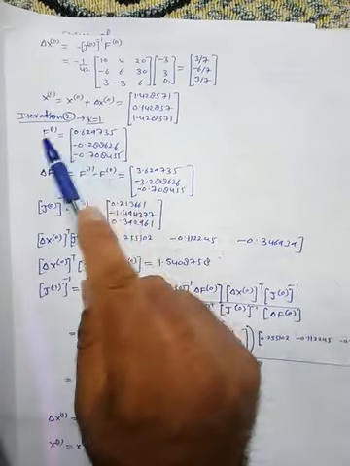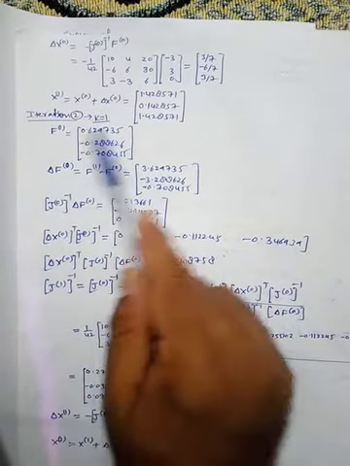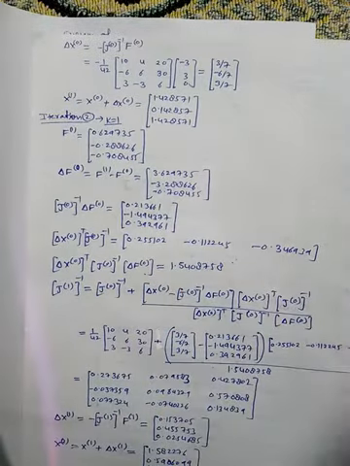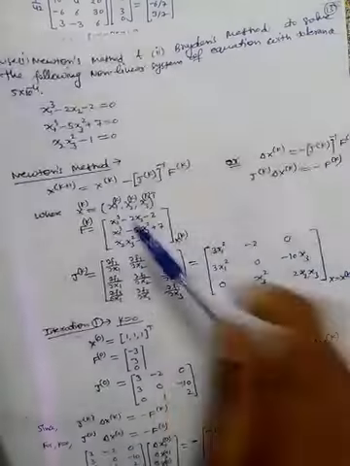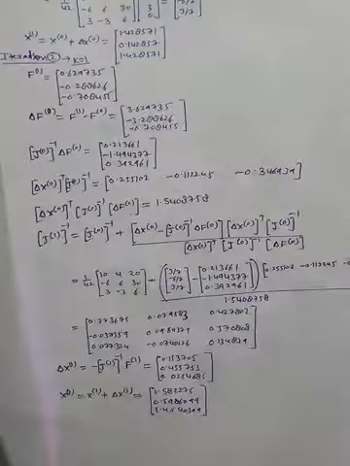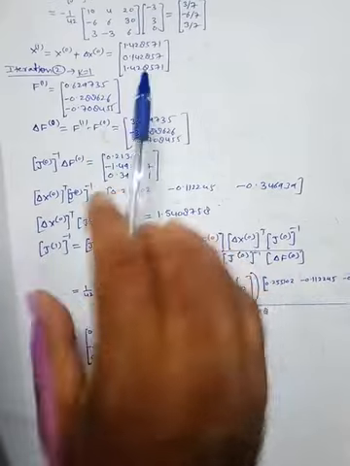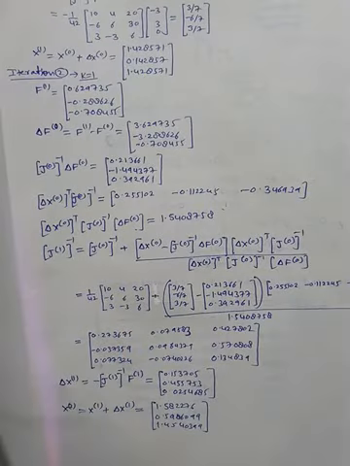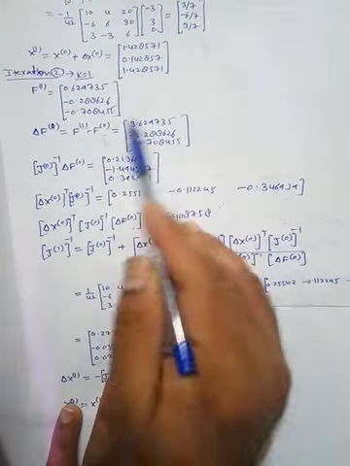Second iteration, when k is 1. F1 is evaluated as this. Delta F0 is F1 minus F0. What is F1? This is basically the functional evaluation at this point. When you put x1, x2, x3 in this, we get F1. So this is your F1. Okay, so F1 minus F0. F0 is already evaluated. This is your F0, this is your F1. So take the difference, and we will get this value.